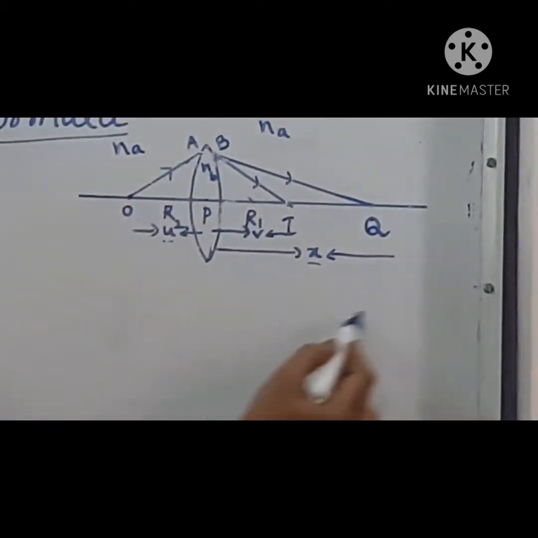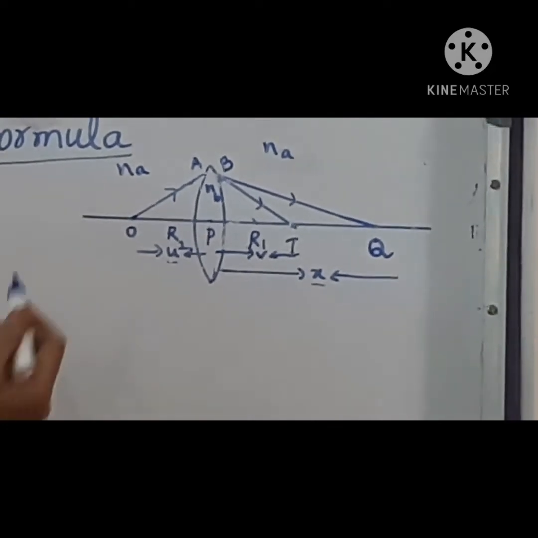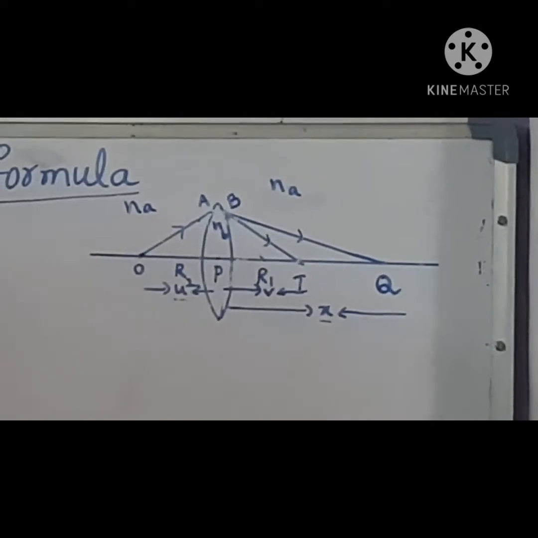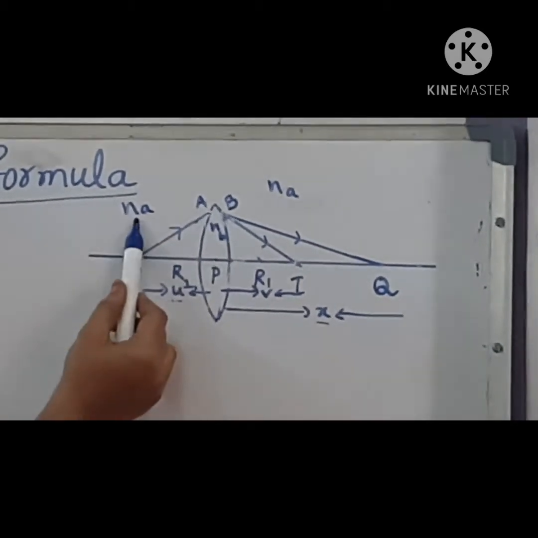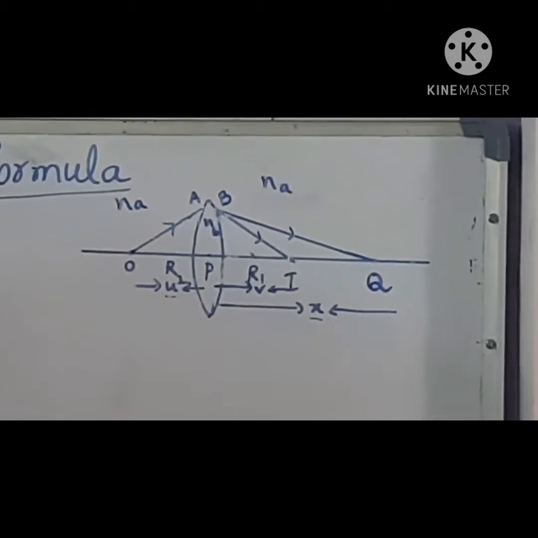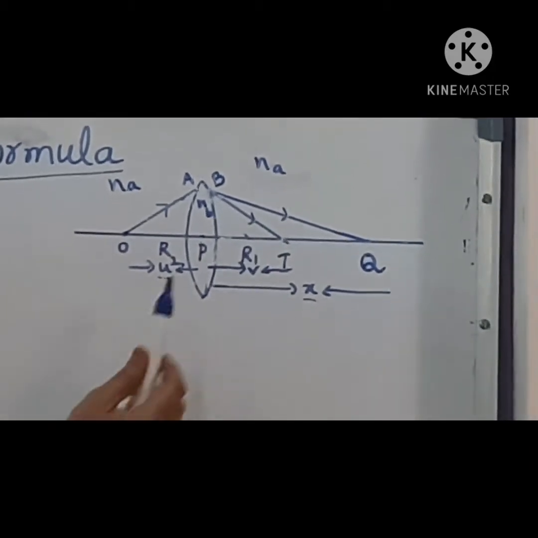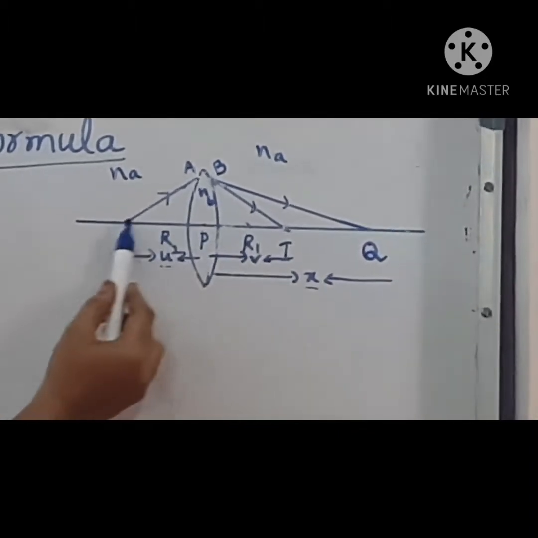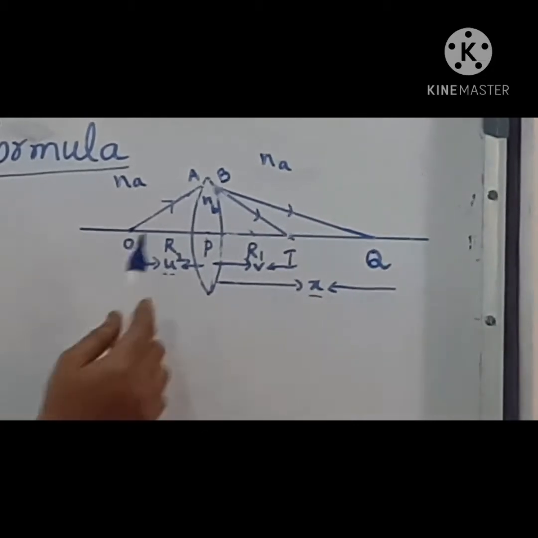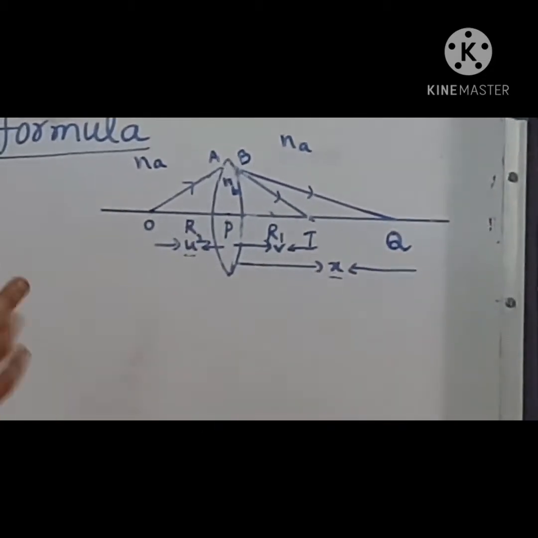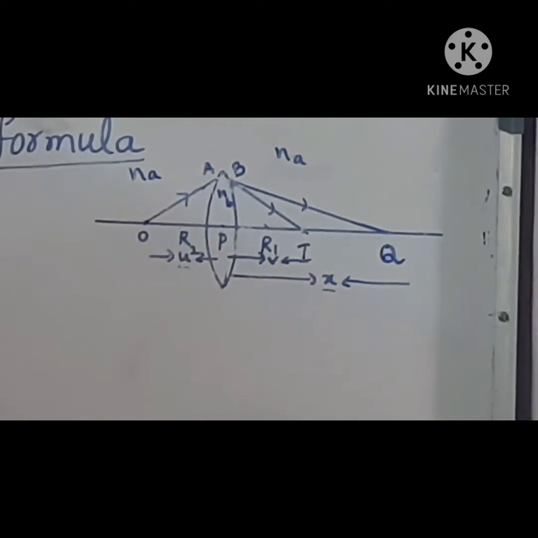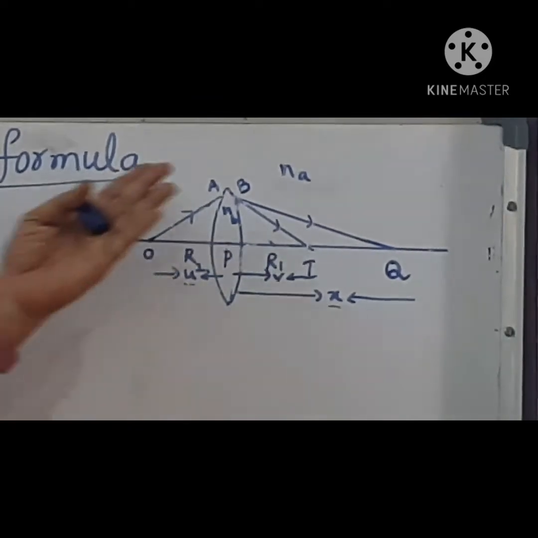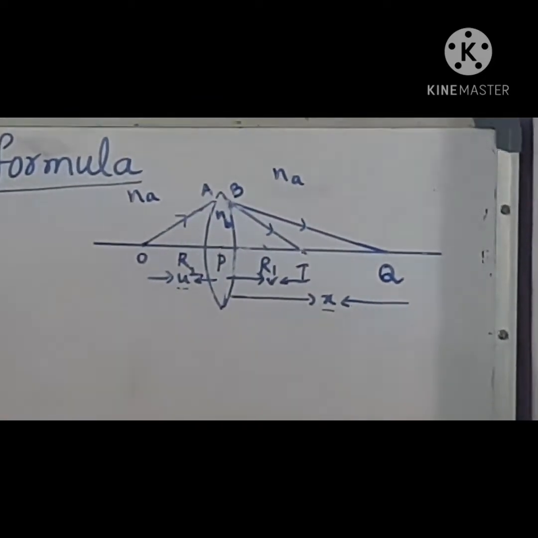Here in this diagram, let me explain all the terms once again. P is the optic center, R1 and R2 are the two radii of the lens, and NA and NB are the refractive indices of medium 1 and 2. The distance from P to I is V, the image distance, and the distance from P to O is the object distance U. The distance from P to Q, when we consider only one spherical surface, is X. These are the letters which we have to observe very carefully.